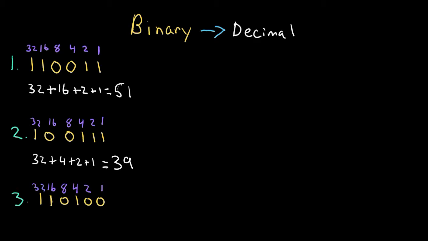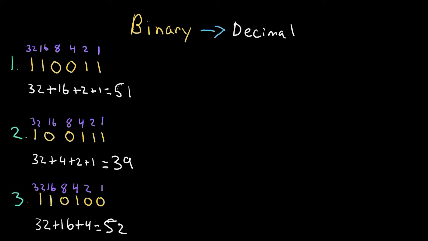If we had a longer binary number, we would obviously continue along 64, 128, 256, and so on and so forth. However, we don't need to because we only have 1, 2, 3, 4, 5, 6 places for binary. So again, 32 plus 16. We're going to skip 8. We're going to add 4 to it. And that's it. We have no 2s and no 1s. So we're going to add those together, and that equals 52.